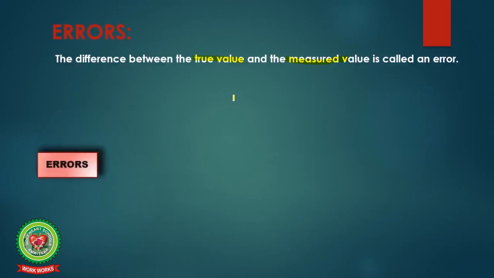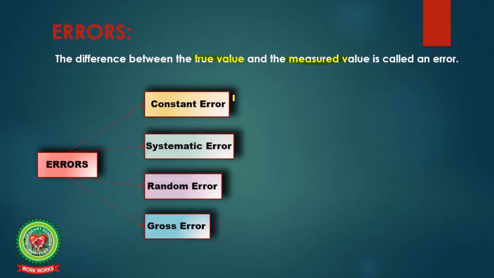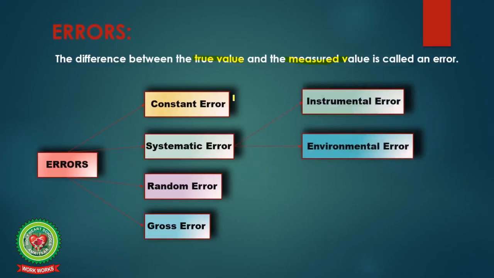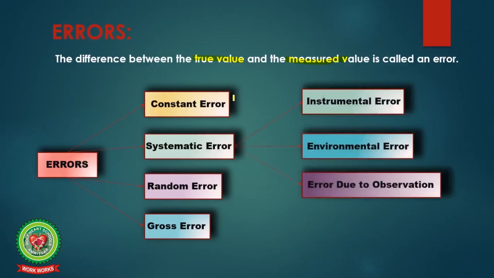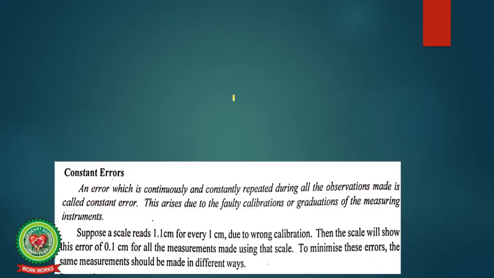There are different types of errors. Number 1, constant error. Number 2, systematic error, then random error and cross error. Out of these 4 errors, systematic error is further classified into four types of sub-errors. Number one, instrumental error, then environmental error, error due to observation, and error due to imperfection. Let's see each type of error one by one. The first error we're going to do is constant error.